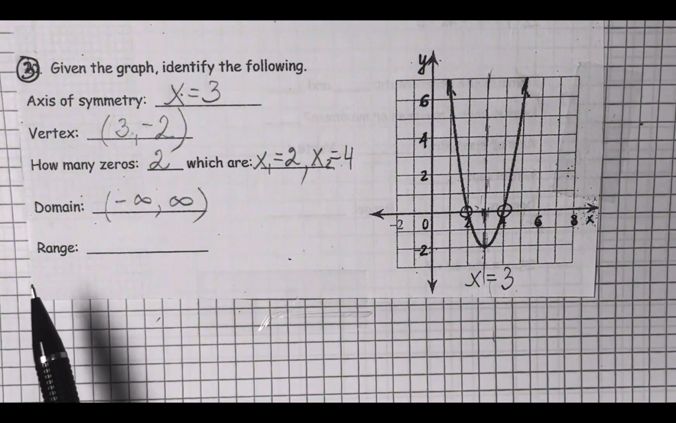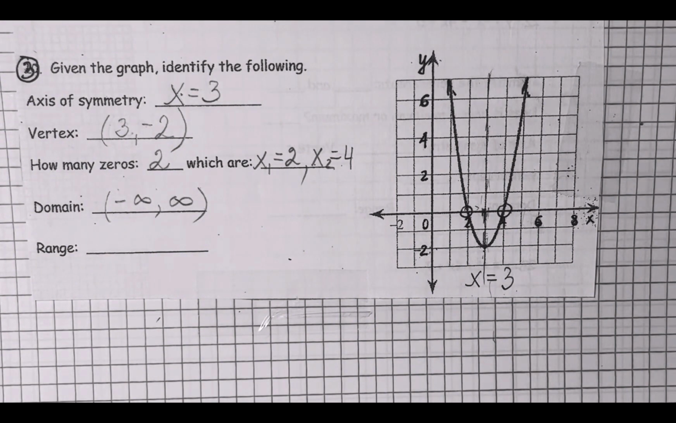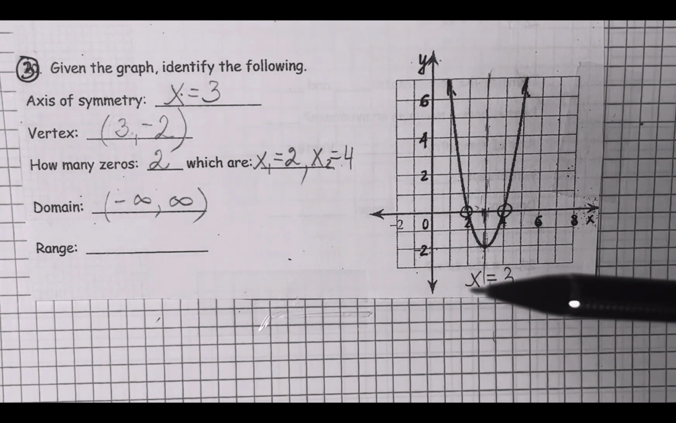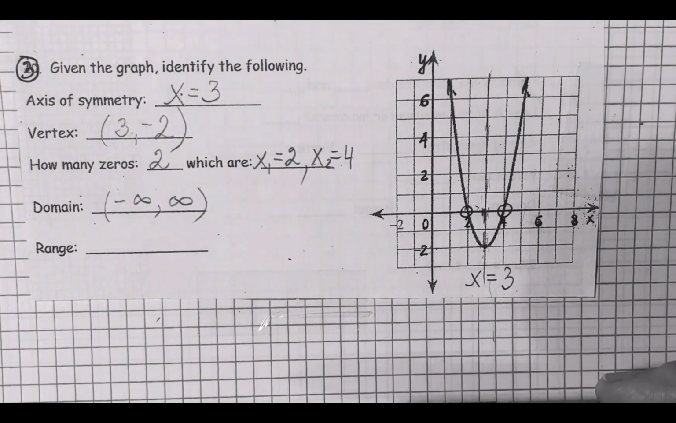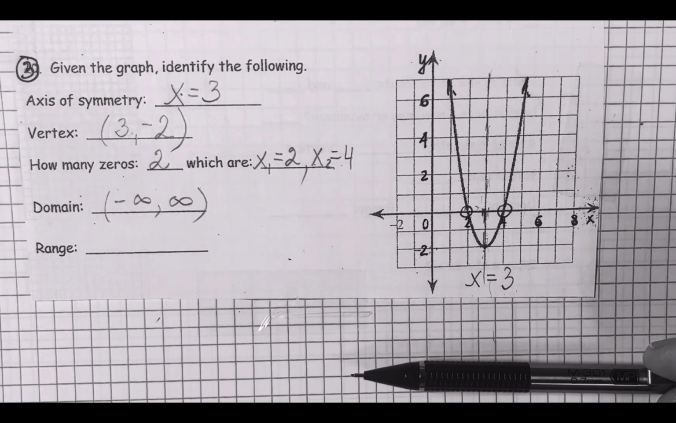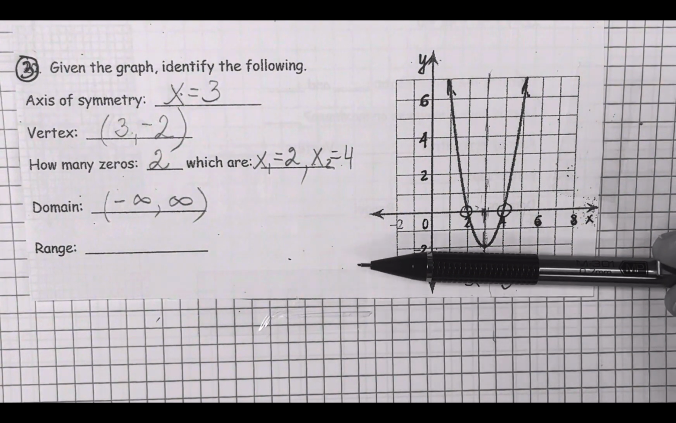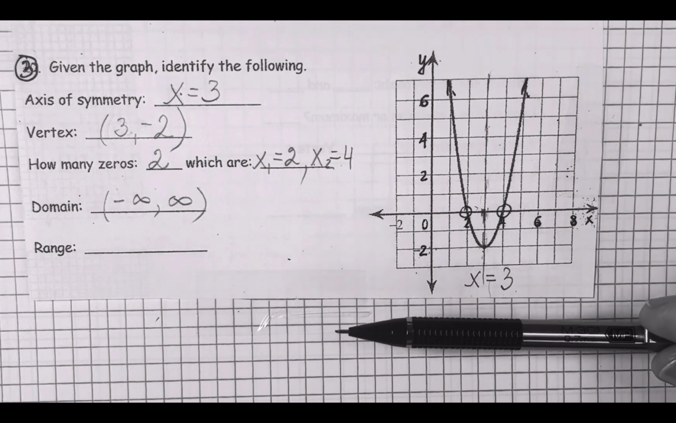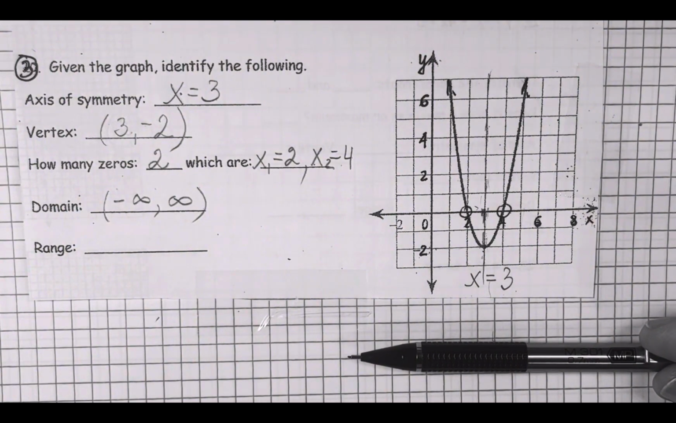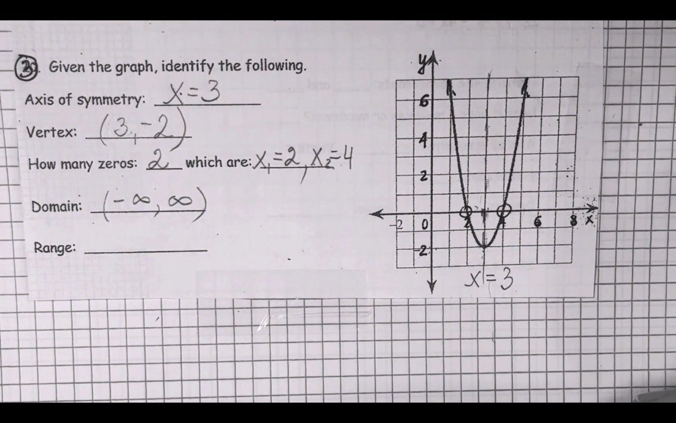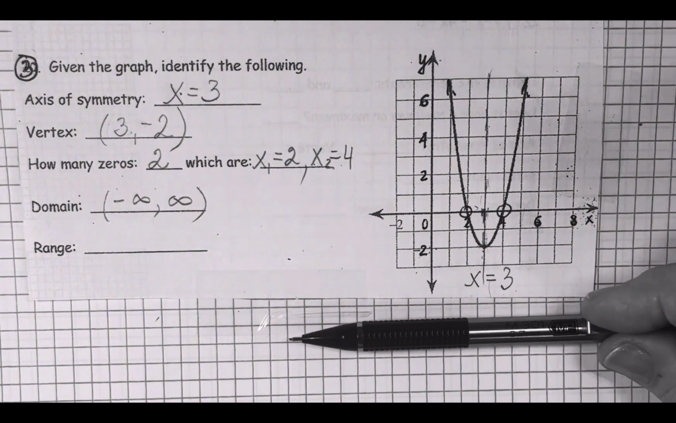And range. Range, we understand, is all the values of y that the function has. So in this case, we scan vertically. As you see, my pencil goes up, from negative infinity, up. Here there is no function.